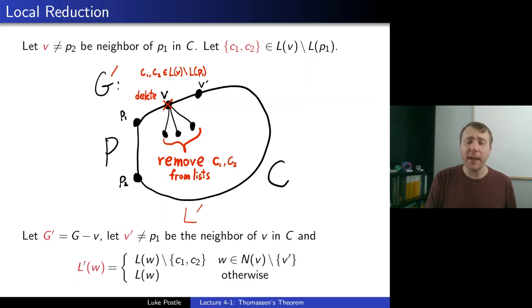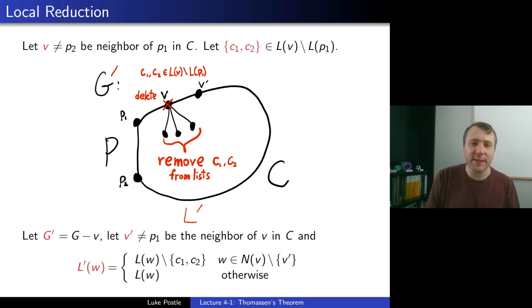So I delete V, and mostly I'm going to keep the lists the same as they were, as L of W, but I'm going to have L prime of W be L of W minus the colors C1, C2 if W is in N of V minus V prime. And it's a little tricky how I said it, because what about P1? Well, P1 doesn't have C1 and C2, so don't worry about P1. But basically you can think I'm removing the colors C1 and C2 from the list of neighbors, and they have to be inside, not on the outer face, because importantly, the cycle is chordless.